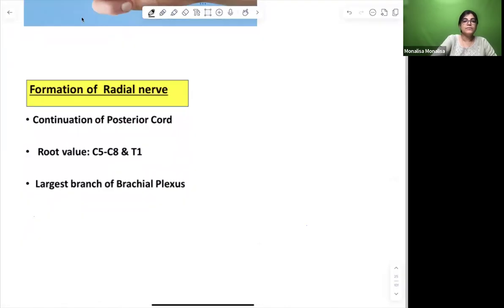Now, the last nerve which we will quickly recapitulate is the radial nerve. Radial nerve is the largest branch of the brachial plexus. Its root value is C5, C6, C7, C8, and T1, and it is a continuation of the posterior cord of the brachial plexus.